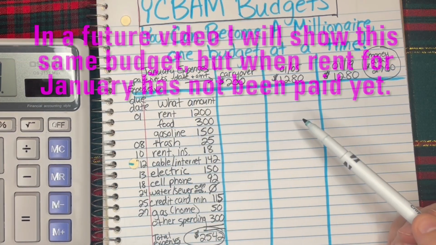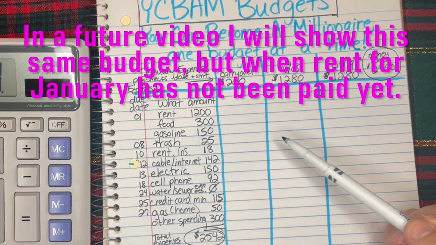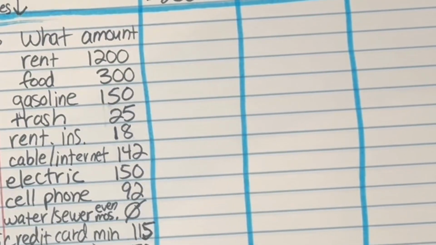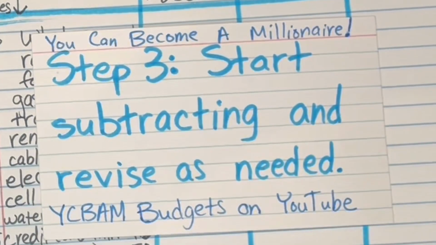Rent has already been paid for January, so when we budget the rent for this month, that money is actually going to go towards the February rent on February 1st. So once you list all of your expenses, you're ready to move on to step 3. Start subtracting and revise as needed.